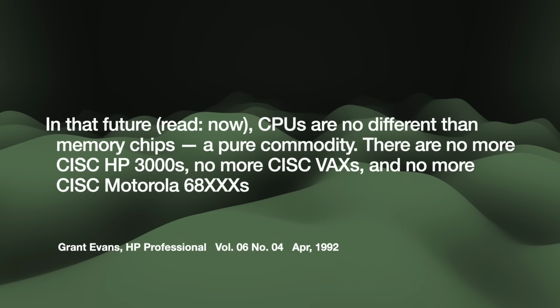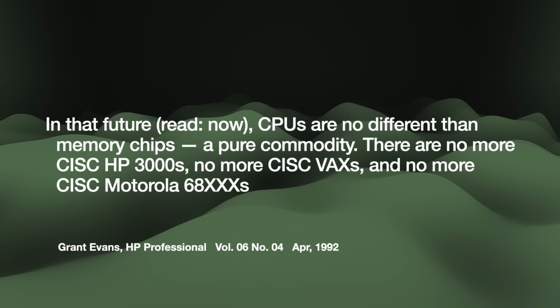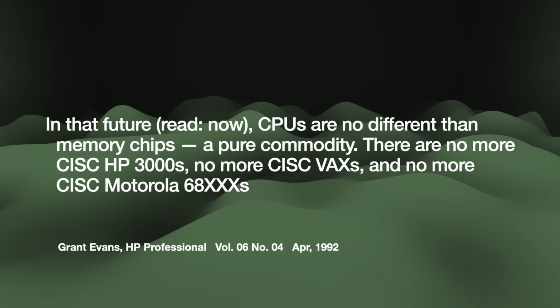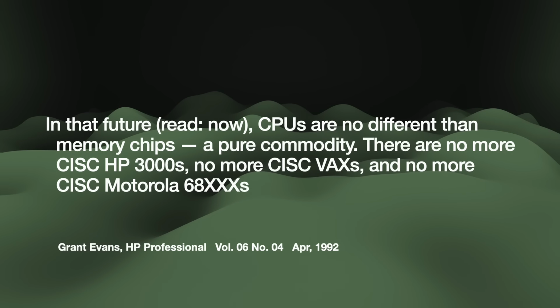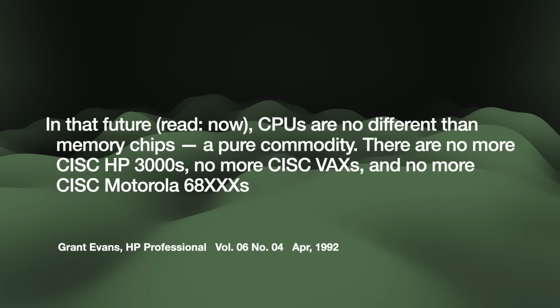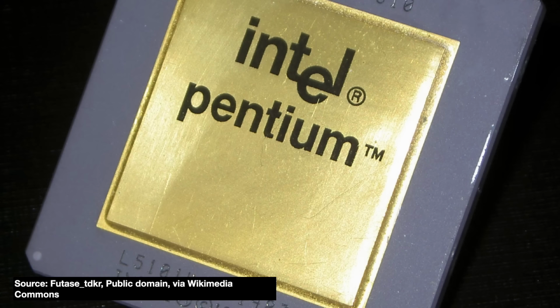There are no more CISC HP 3000s, no more CISC VAX, and no more CISC Motorola 68Ks." Between the HP PA, DEC Alpha, IBM RS/PowerPC, and Intel 586, better known as the Pentium, only one of those was a quote-unquote CISC chip, a single holdout.